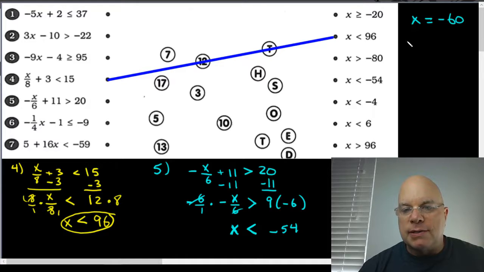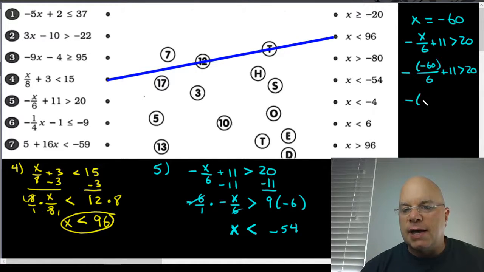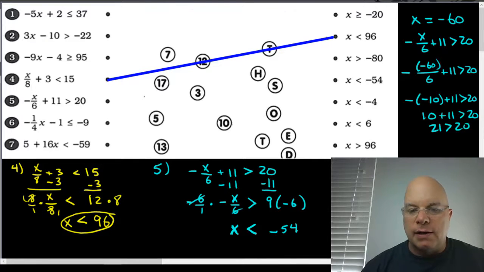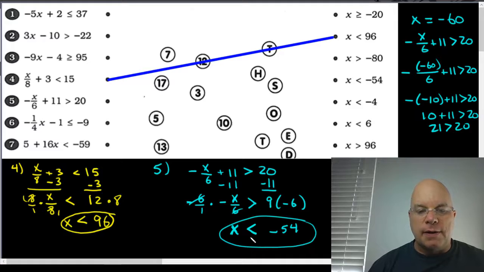Then you just substitute it back into the original inequality, which was negative x over 6 plus 11 is greater than 20. If I substitute negative 60 for x, I have the opposite of negative 60 sixths plus 11 should be greater than 20. The opposite of negative 60 divided by 6 is negative 10, plus 11 is greater than 20. And the opposite of negative 10 is positive 10. So 10 plus 11 should be greater than 20. 10 plus 11 is 21, and 21 is greater than 20.